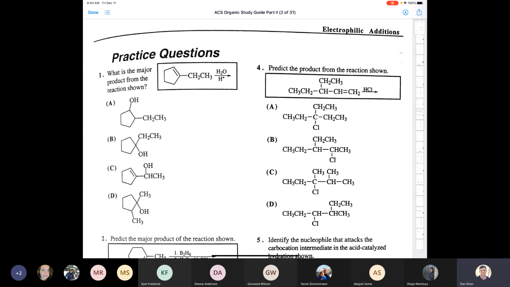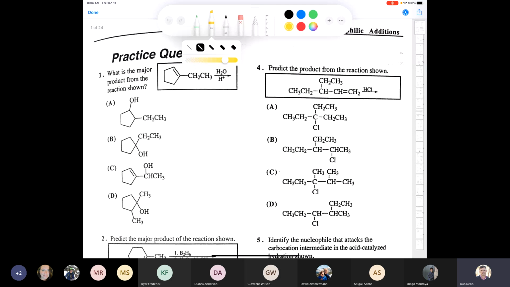All right, Chemistry 3111, we're going to continue on with some review for the final exam. And right now we're going to talk about electrophilic additions. And the first question we want to look at is this one right here. Question number 1, what's the major product for the reaction shown?